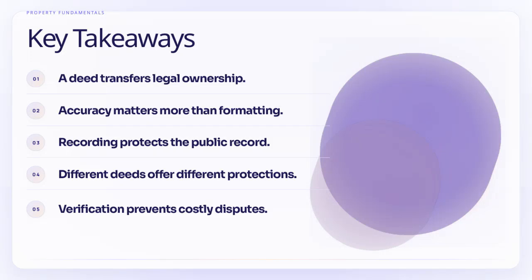Let's review the key takeaways from our discussion on property fundamentals. First, a deed is what legally transfers ownership of property from one party to another, so it's a crucial document in real estate transactions. Second, when it comes to deeds and related documents, accuracy is far more important than how they're formatted. Getting the details right ensures everything is clear and enforceable.